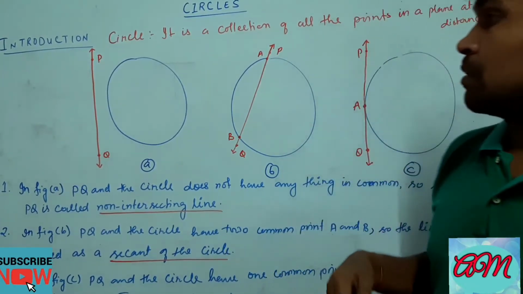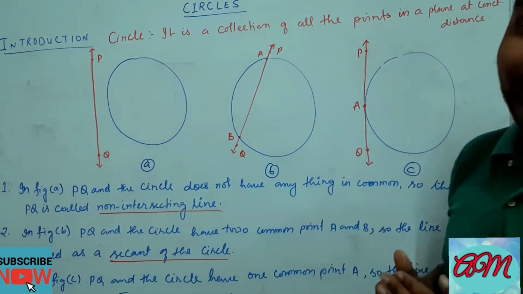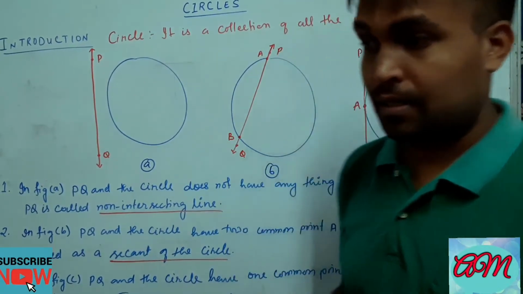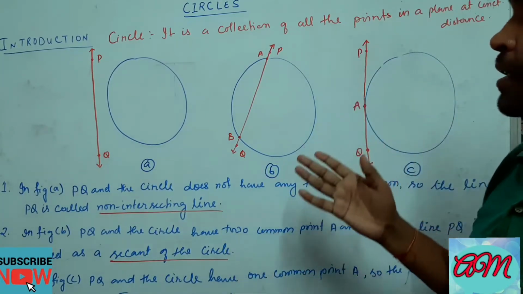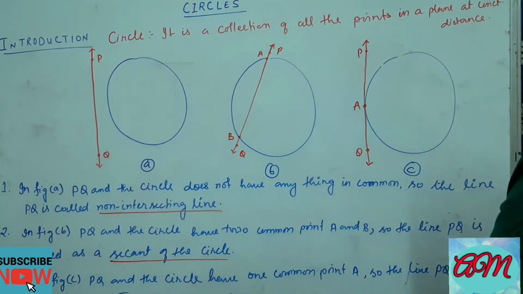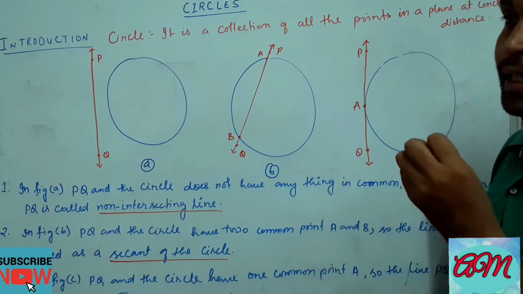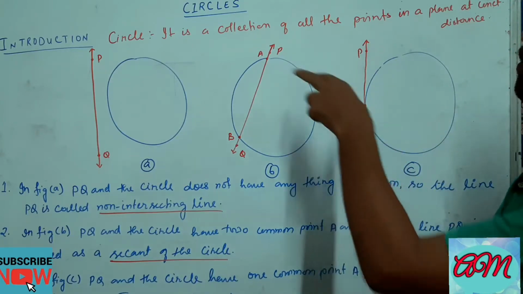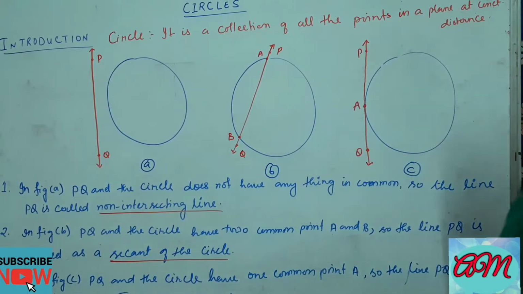So now let's start with circles. As all of you have been promoted from class 9 to class 10, you might already know what a circle is, because you learned about it in class 9. But I will give you a brief introduction. A circle is a collection of all the points in a plane at a constant distance.